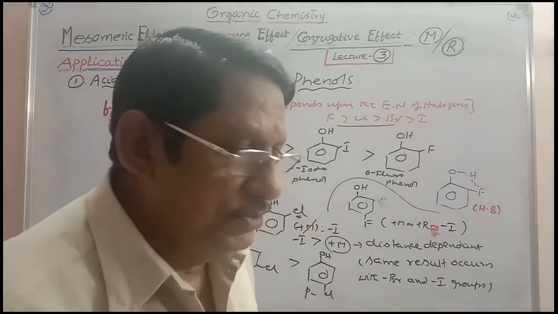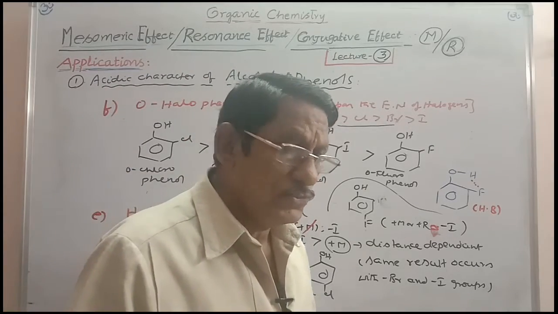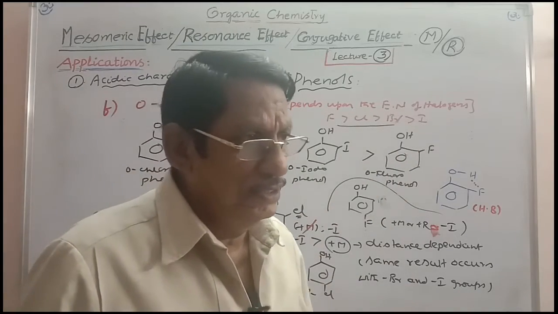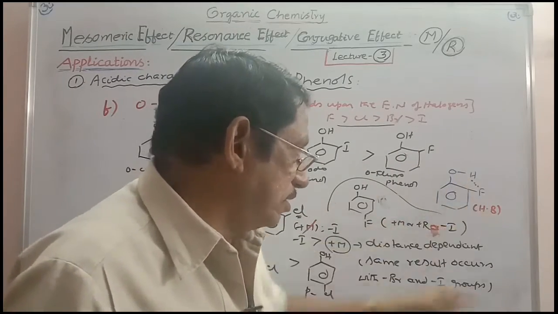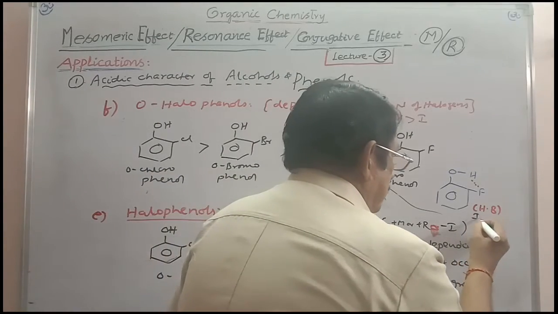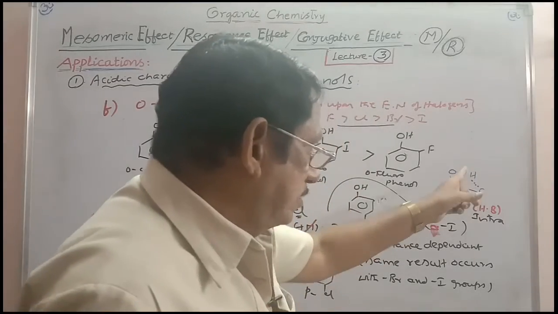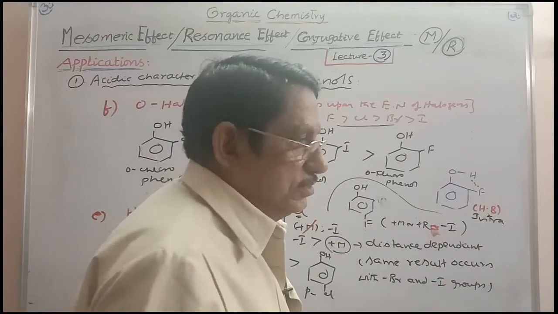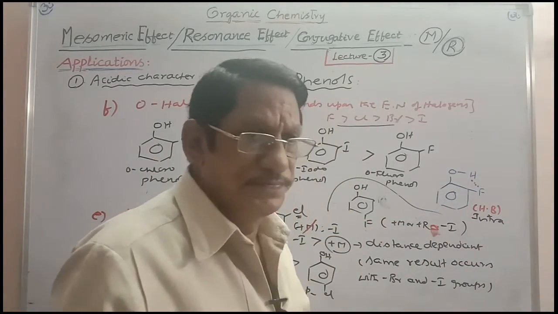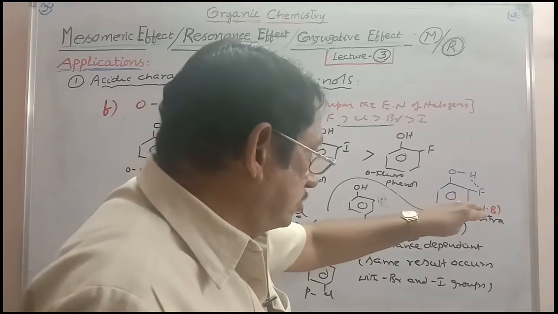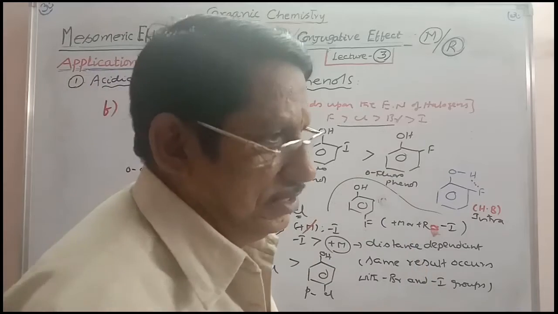Because fluoro group is very small in size, having high electronegativity, OH group is very much nearer, and so there will be intramolecular hydrogen bonding. This is intramolecular hydrogen bonding. As hydrogen is involved in the hydrogen bonding, release of proton becomes difficult. Such a way, it is happening that its acidic character is even less than iodophenol.